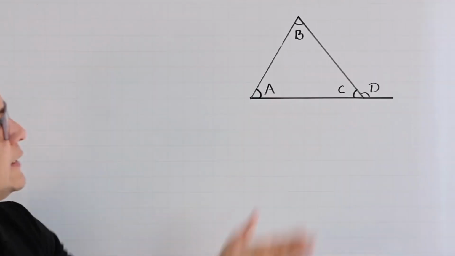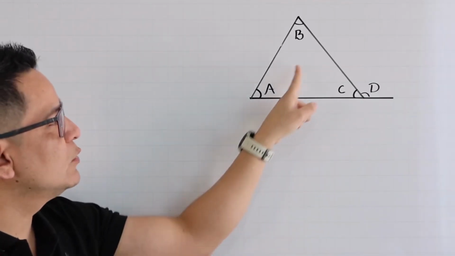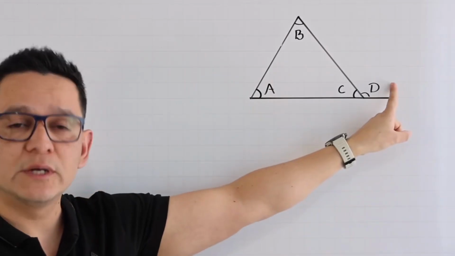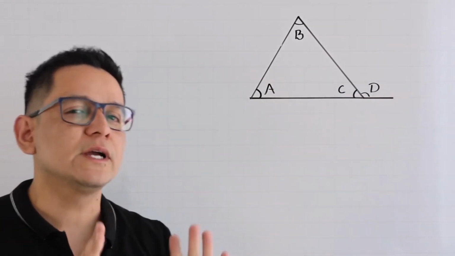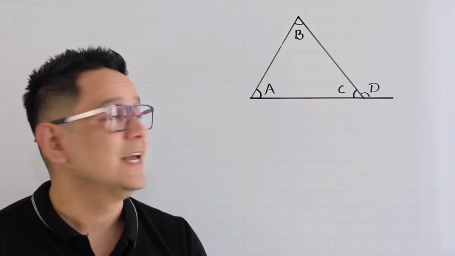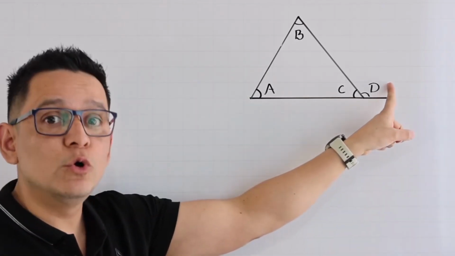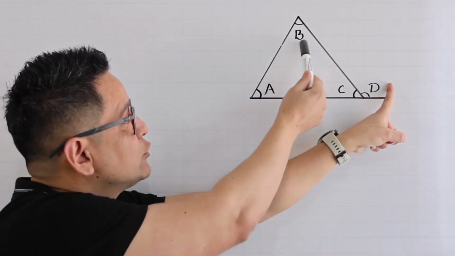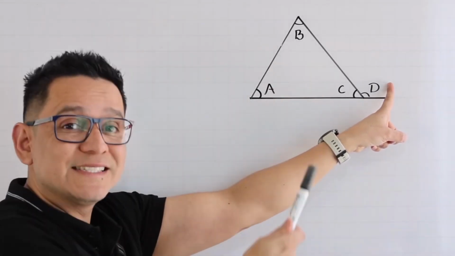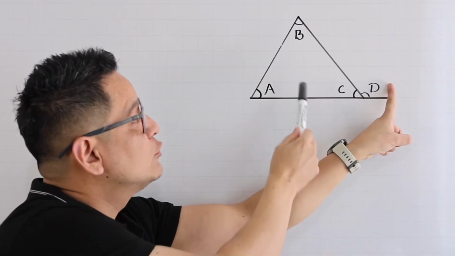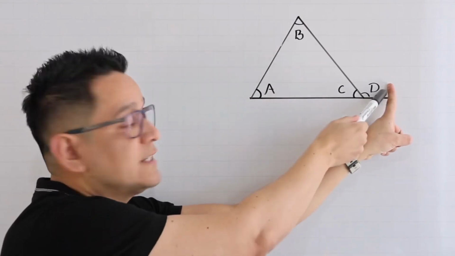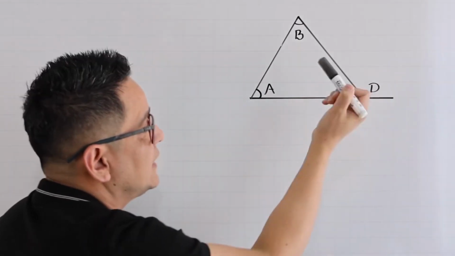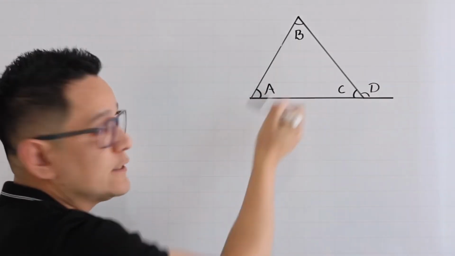Here we have a triangle whose interior angles are A and B. And here we have an exterior angle represented by the letter D. According to what the theorem says, the measure of this exterior angle should be equal to the sum of the measures of these two interior angles. Since it's saying that we have to add the two interior angles that are not adjacent to this exterior angle, this angle has to measure the same as the sum of these two angles.